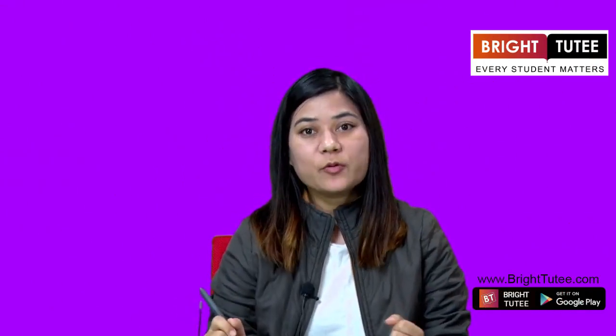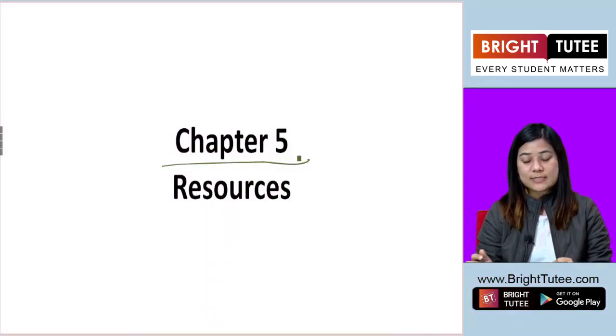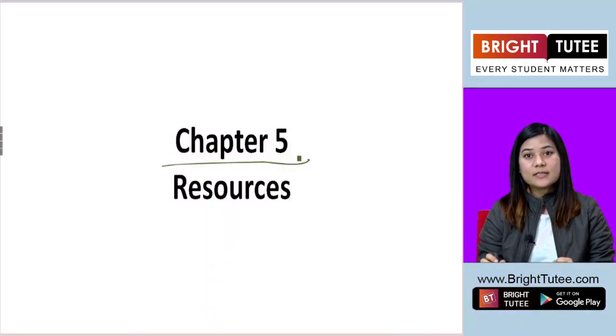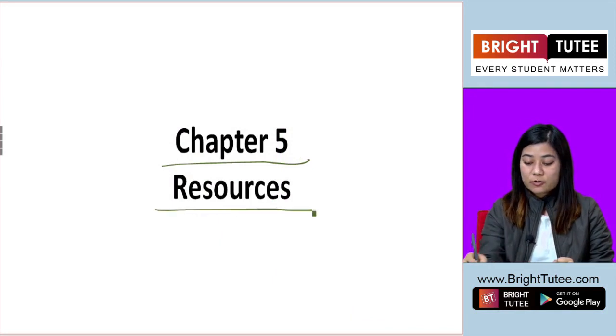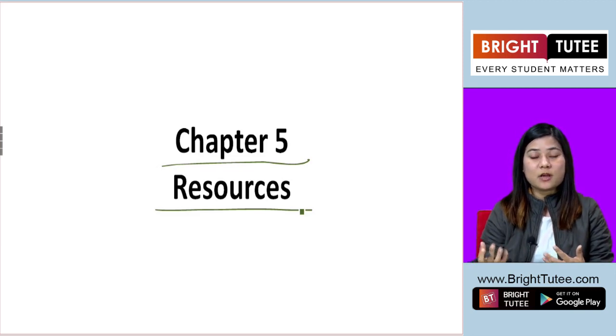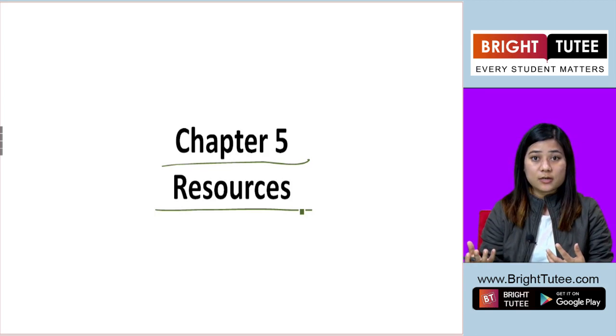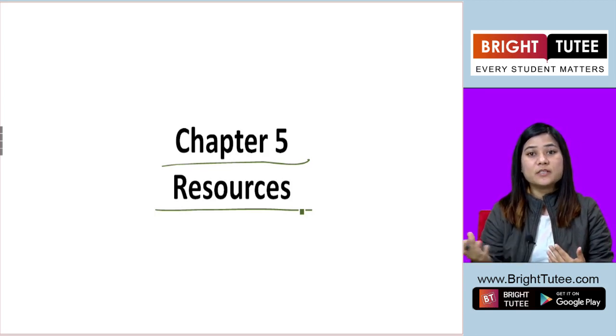So today we are going to look at chapter 5 of your social science textbook, and the title of the chapter is called Resources. So basically we are going to understand what resources are and how resources are useful for us, and how they help in the development of our lives and the sustenance of human beings on earth as well as in different countries.